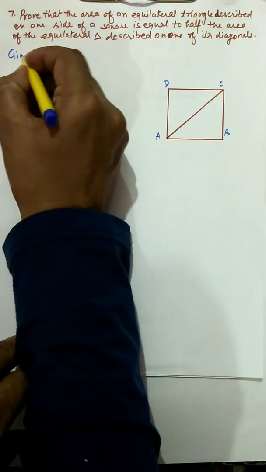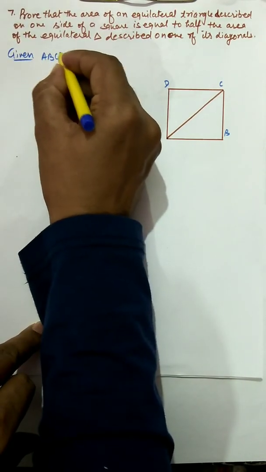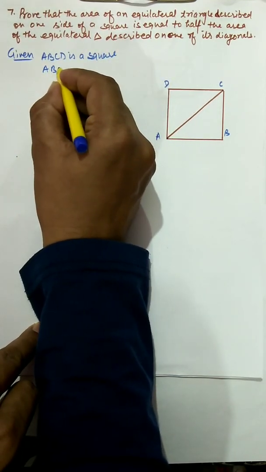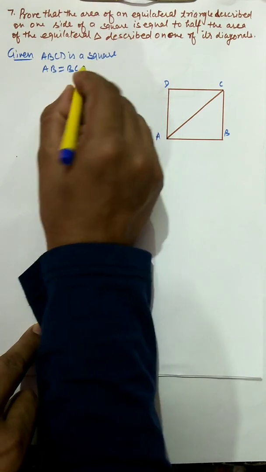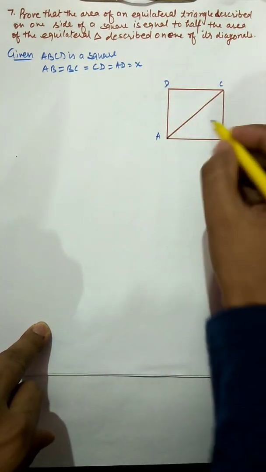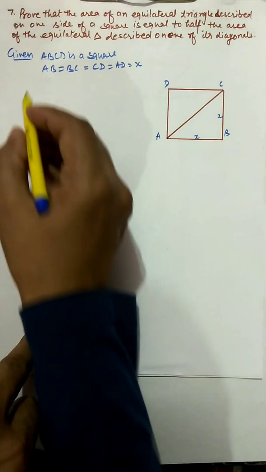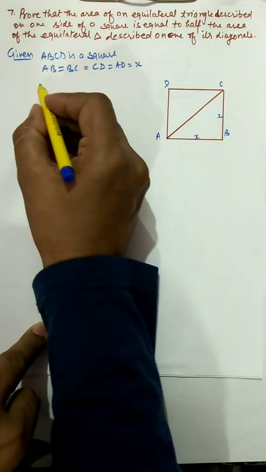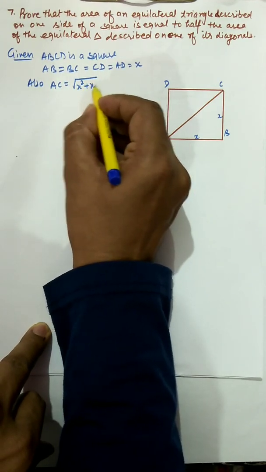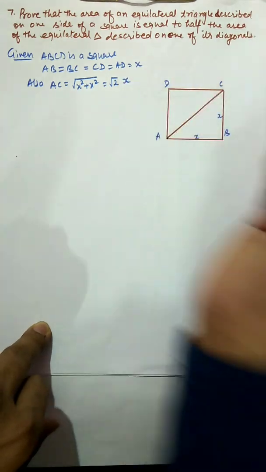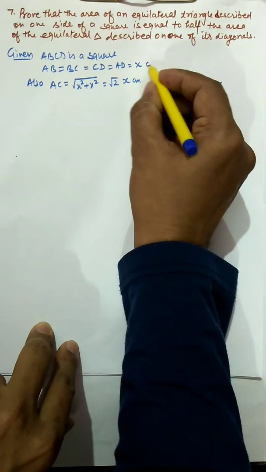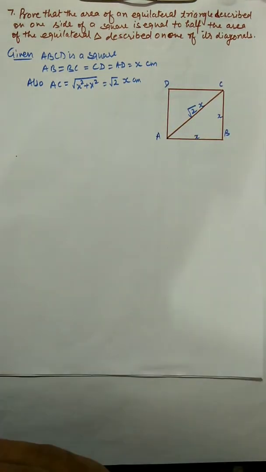So we write this given that ABCD is a square, and we can take AB equal to BC equal to CD equal to AD as x. So if this is x, this is also x, and using Pythagoras theorem we can calculate AC also. AC is, you can do x square plus x square, so you can write this root 2 x. So this is root 2 x. You may write centimeter here, or here also you write centimeter. So this is given to you.